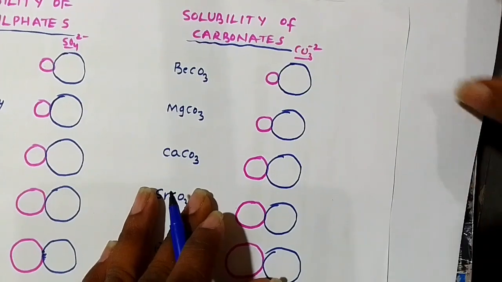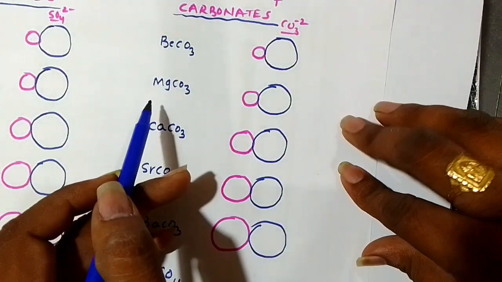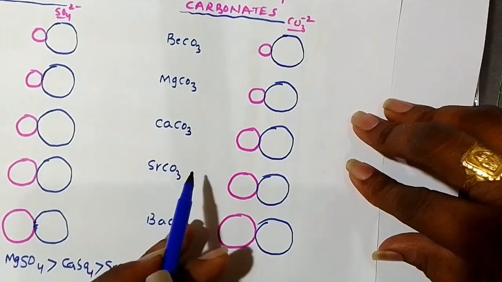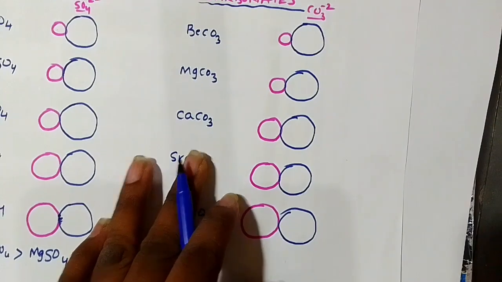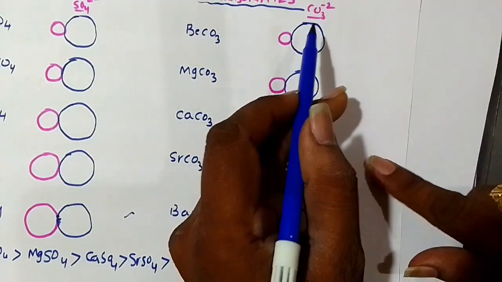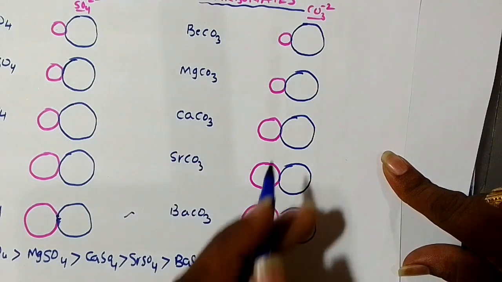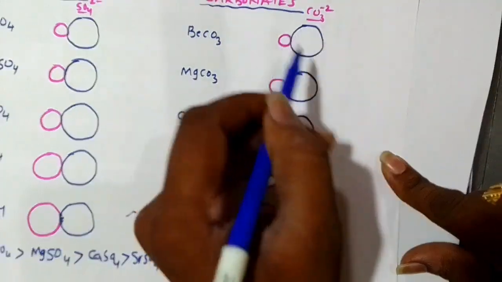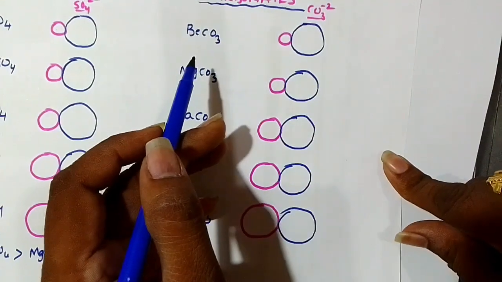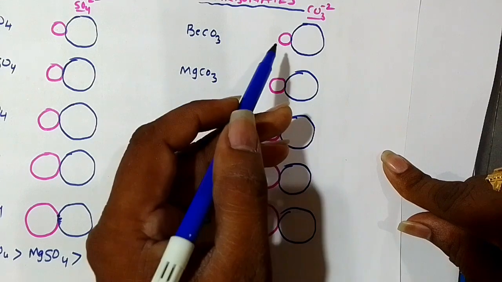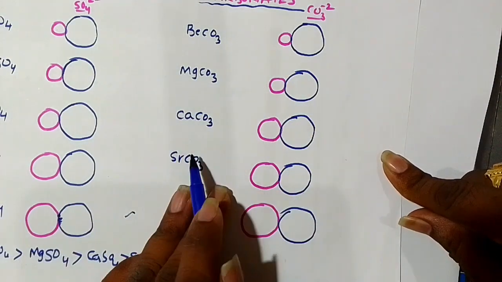Now coming to solubility of carbonates. Beryllium carbonate, magnesium carbonate, calcium carbonate, strontium carbonate, barium carbonate. These are the carbonates. This blue color indicates the size of carbonate ions. These are also bigger because it contains one carbon atom and three oxygen atoms. These pink colors indicate the size of beryllium, magnesium, calcium, strontium, barium.